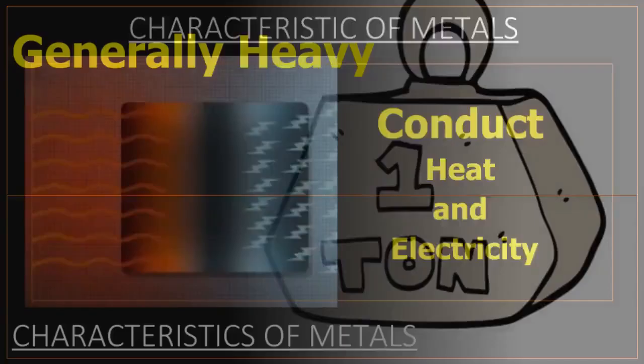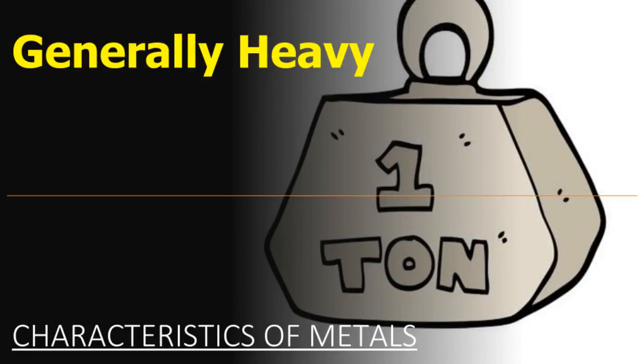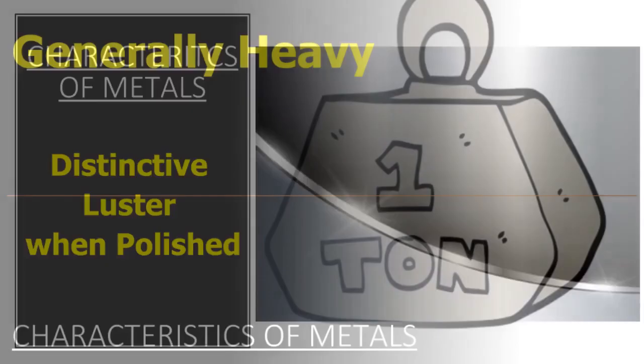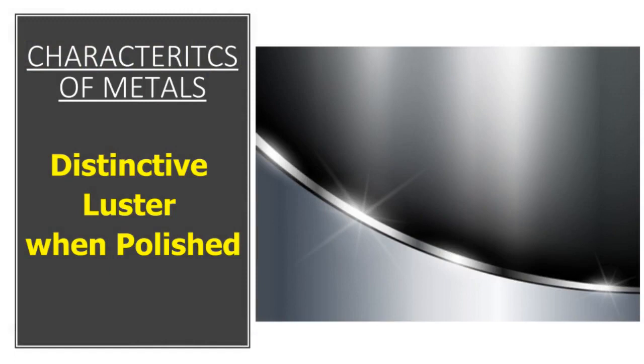Characteristics of metals: metals are generally heavy. Metals are naturally occurring elements that have a high atomic weight and a density some 5 times greater than that of water. Characteristics of metals: distinctive luster when polished. The metal is a material that, when freshly prepared, polished, or fractured, shows a luster chemically. The precious metals, like the noble metals, are less reactive than most elements, have high luster and high electrical conductivity.